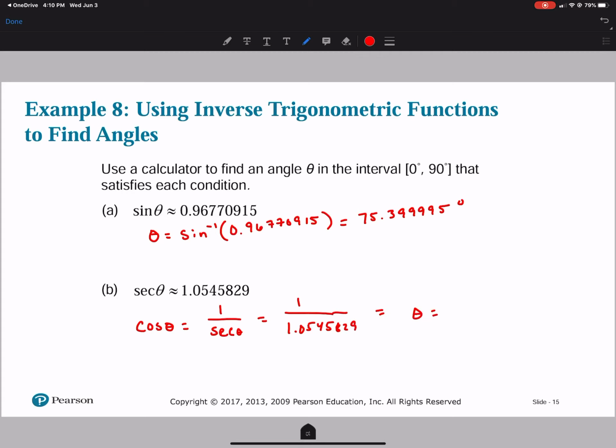Theta is equal to the cosine inverse of that 1 over 1.0545829. That's how you have to put it in the calculator to get your correct answer. And you'll see that theta would be what? 18.514704 degrees.